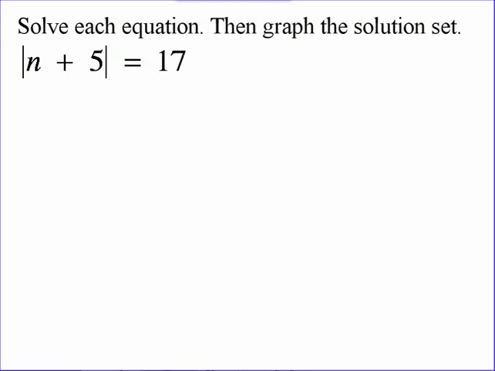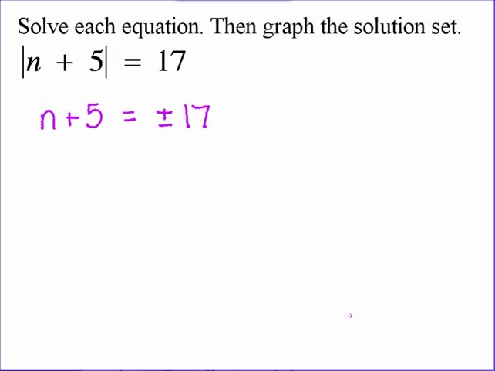So with that same logic in mind, I need to solve that equation. If you remember on the previous slide, we said both positive and negative 5 worked. So in order to get rid of the absolute value symbols, I'm going to make that 17 both positive and negative.